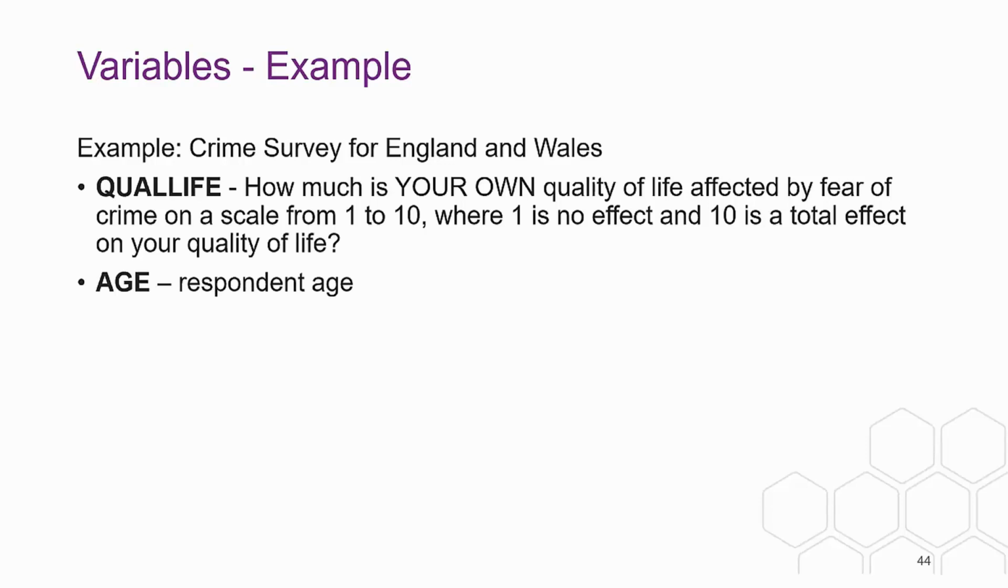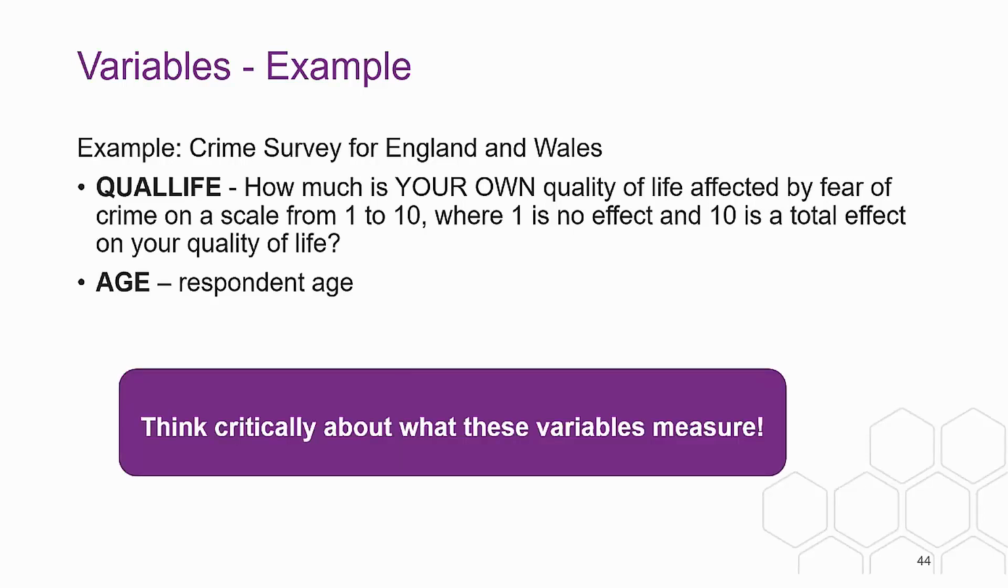Once you've found your variables, and it might take you a while looking through the documentation to find the ones that are relevant, the important step is to think critically about what they measure. This is particularly important for reuse projects because you're not asking the questions yourselves. For example, does this qual-life variable really measure fear of crime, or does it instead measure how much fear of crime affects life? You need to think about what the question is really asking, and to understand this, you can look at the original questionnaire, which can usually be found in the documentation.